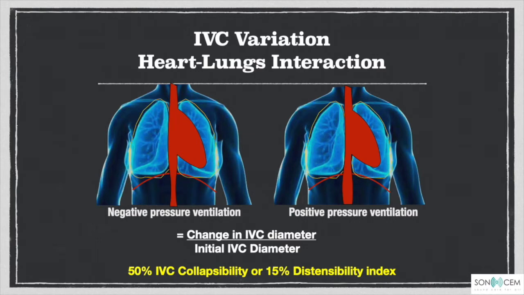IVC or IJV variation is a product of heart and lungs interaction. During spontaneous breathing, when the patient inspires, the intrathoracic pressure decreases, hence increasing the venous return into the RA, leaving IVC collapse. While in a ventilated patient, positive pressure ventilation or inspiration causes increased intrathoracic pressure instead, and this leads to the distension of the IVC. Hence, collapsibility of more than 50% in a spontaneously breathing patient, or distensibility of more than 15% in an intubated patient, indicates there is still room for fluid infusion.